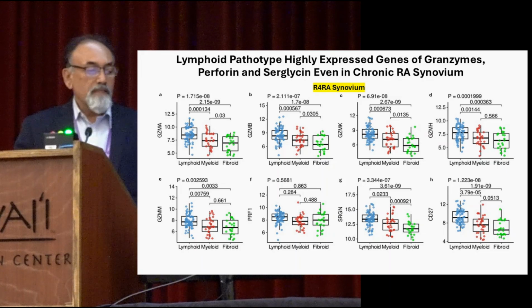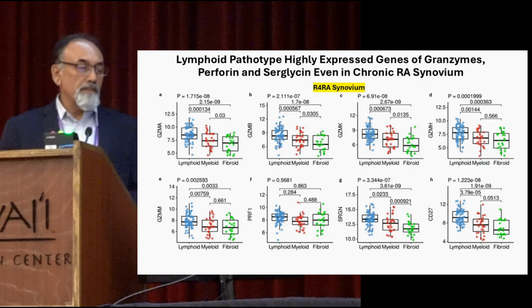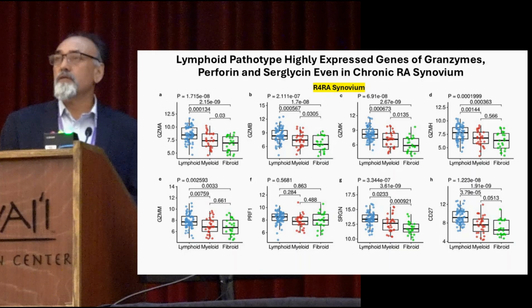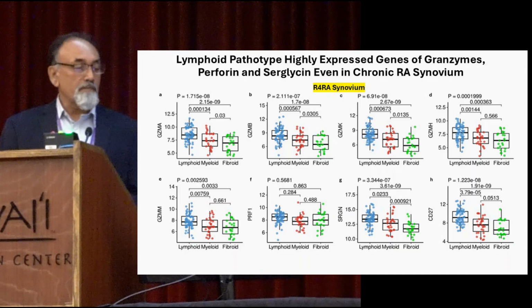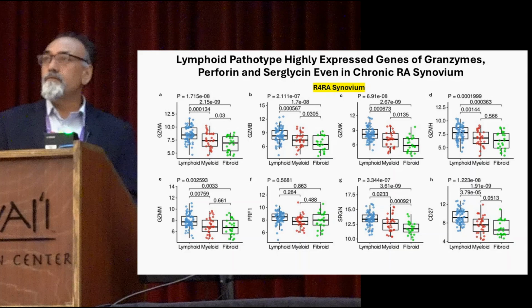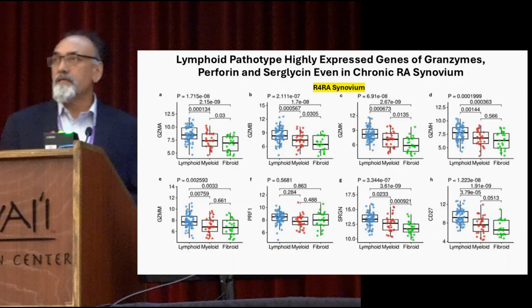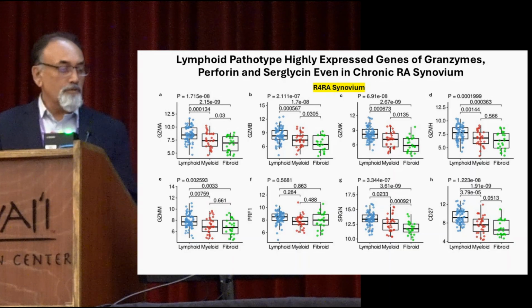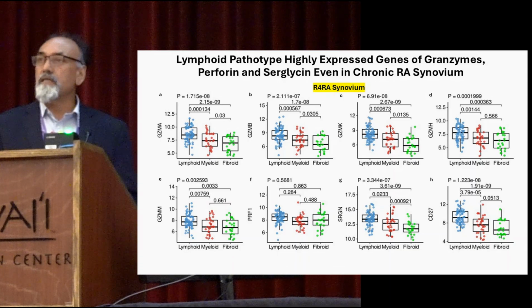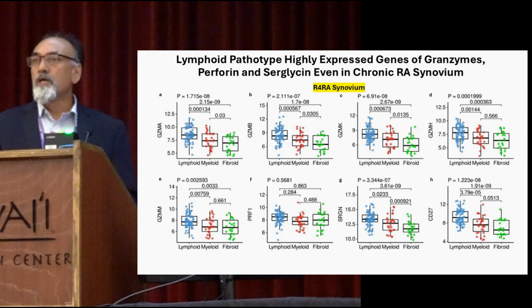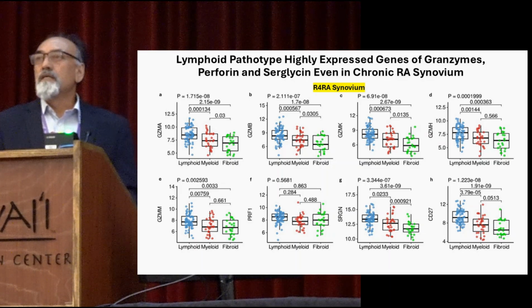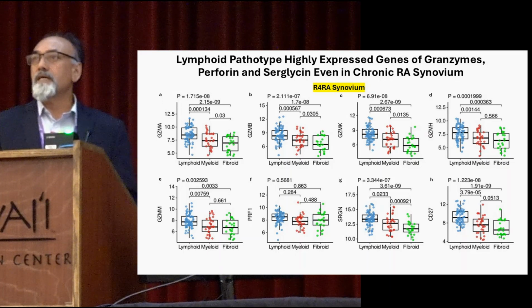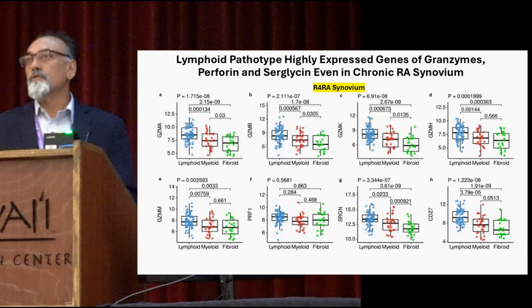So we also compared the gene expression of all of these granzymes in chronic RA, late RA, and we found that still the lymphoid pathotype has the highest expression as compared to the myeloid pathotype, and also the perforin as well as the serglycin and CD27. So these studies clearly show that there is an upregulation in the lymphoid pathotype, and this expression is highly stable during the evolution of the disease from early RA to chronic RA.